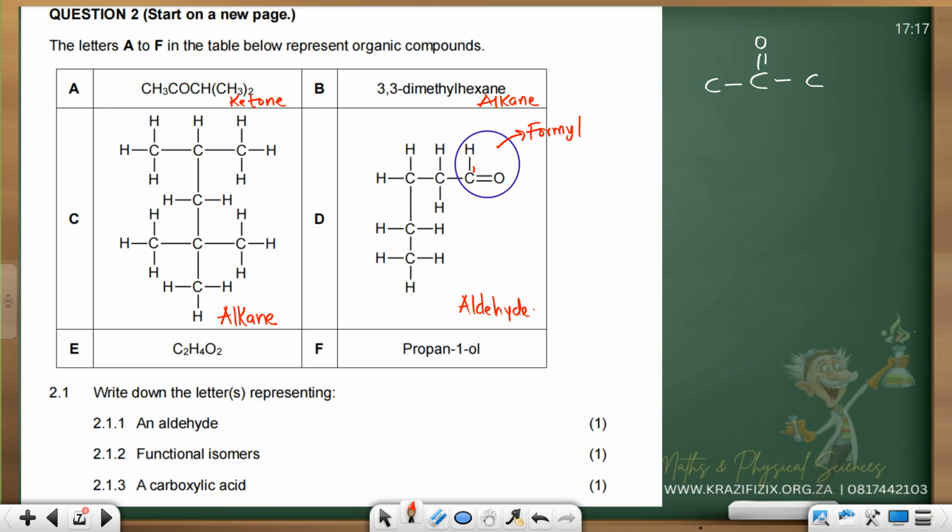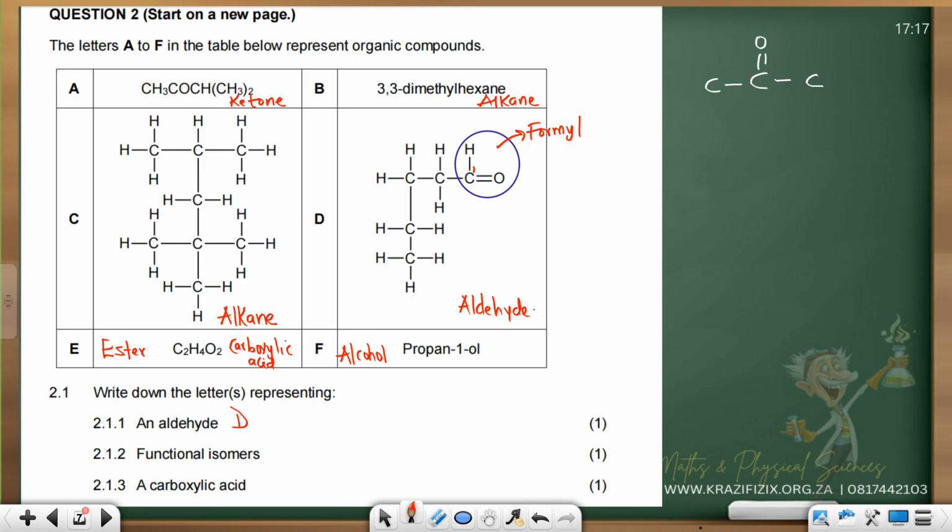We spoke about E just a while ago. It has 2 oxygens. So it could either be an ester or a carboxylic acid. 2 oxygen atoms. And what about F? That's straightforward. That's alcohol. So it's important to be able to identify that. Okay. And if you notice, I think we've answered a few things. Which one is an aldehyde? That is done already. That's D.